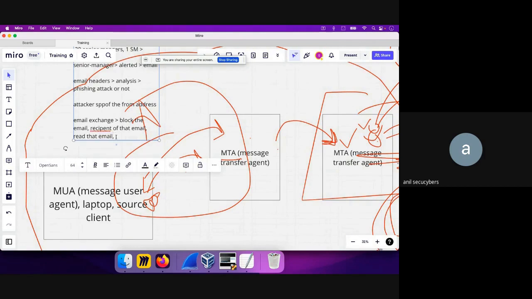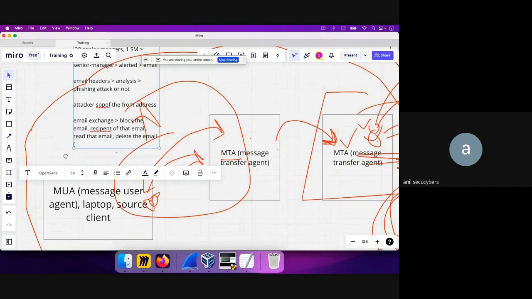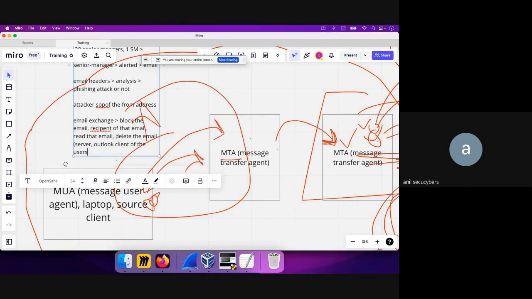The other thing we did was ask the email exchange team to delete the email, not just from the server, but automatically from all the Outlook clients of the users. So the email was totally deleted from the inbox of all the users who had received it. We blocked that. By blocking, I mean using specific headers, like the from address and the IP address, we asked the email exchange team to block that email.